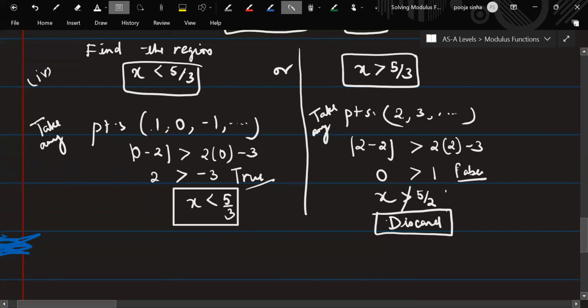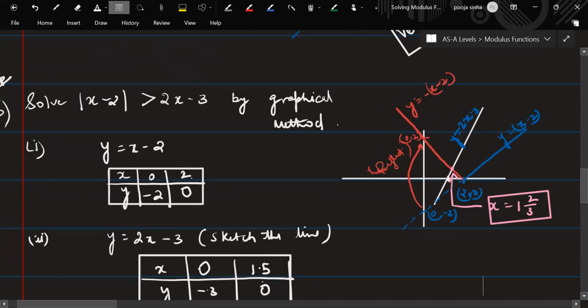But when you do x greater than 5 by 3, you are taking any point which is above that 5 by 3. When you check for that, I took a number 2. When I do 2 minus 2, I get 0, which is greater than minus 1. Is that true? No, it's false. So we have to discard this. This is not possible. So which is the right answer? x is less than 5 by 3 is the right answer. We are finding the range, right? We are finding that value for x, we are basically finding the domain. The x value is the domain.